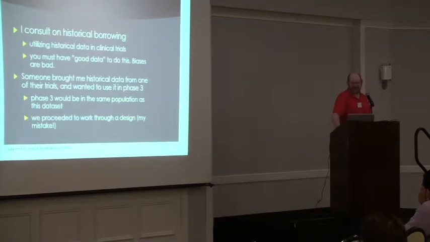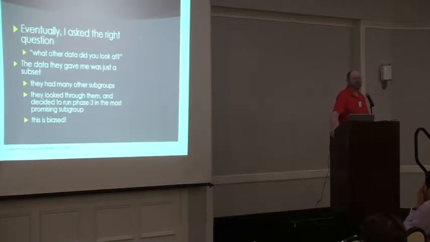So the question I didn't ask them was, what other data did you look at? So they told me, here is our phase 2 data on the population we're about to go into in phase 3. So I finally asked them, how did you pick this population in phase 3? And they said, oh, that's not all our phase 2 data. We've got another triple that. And so what they did is they looked through all of their phase 2 data and did subgroup dredging and figured out which subgroup was going into phase 3.